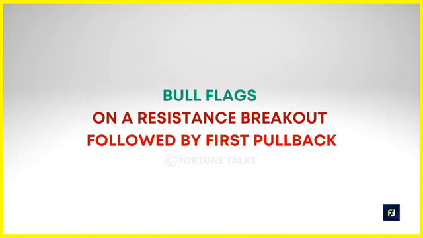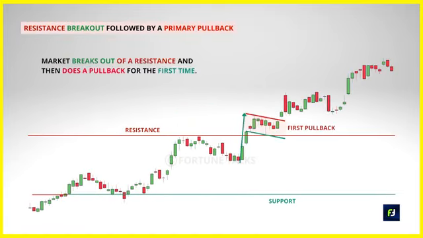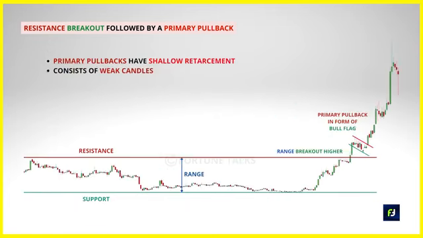Let us take a look at the first case. This happens when the market breaks out of a range and then does a pullback for the first time. This is one of the best times to trade the bull flag pattern. And why is that? Because when the market is in a range, it will eventually have to break out. And besides, the longer it stays in a range, the harder it will break. So what we are concerned about here is a resistance breakout where we can expect a bull flag to form.